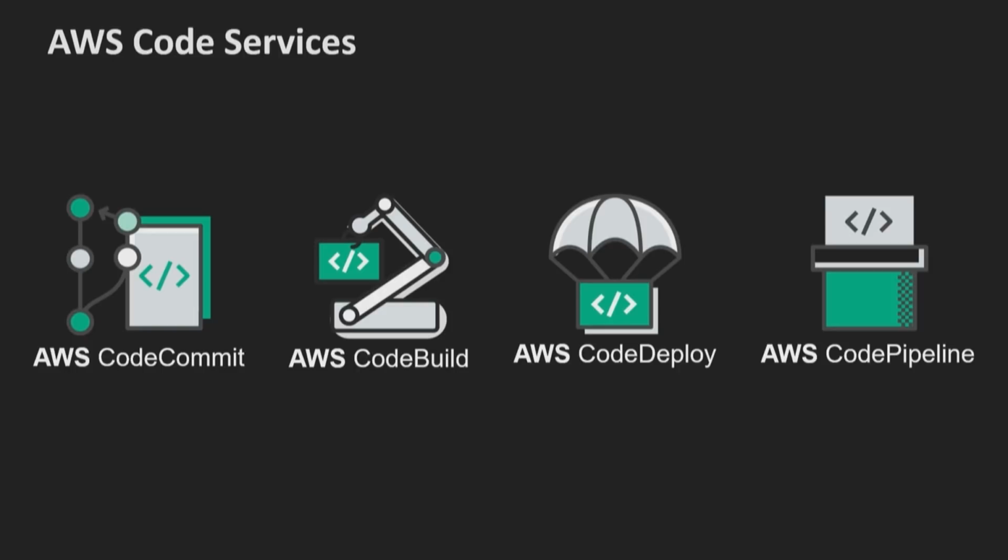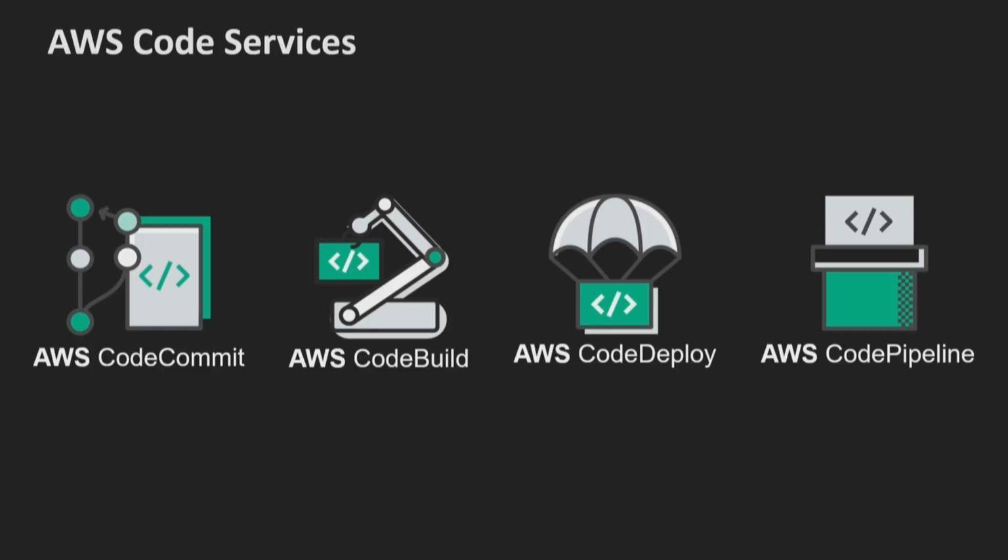So AWS CodeCommit, a lot of them are named Code something. We internally call them our code services. They're meant to represent the entire pipeline from source control to production. CodeCommit is our Git-compatible source code repository. CodeBuild is our Docker-based build server.